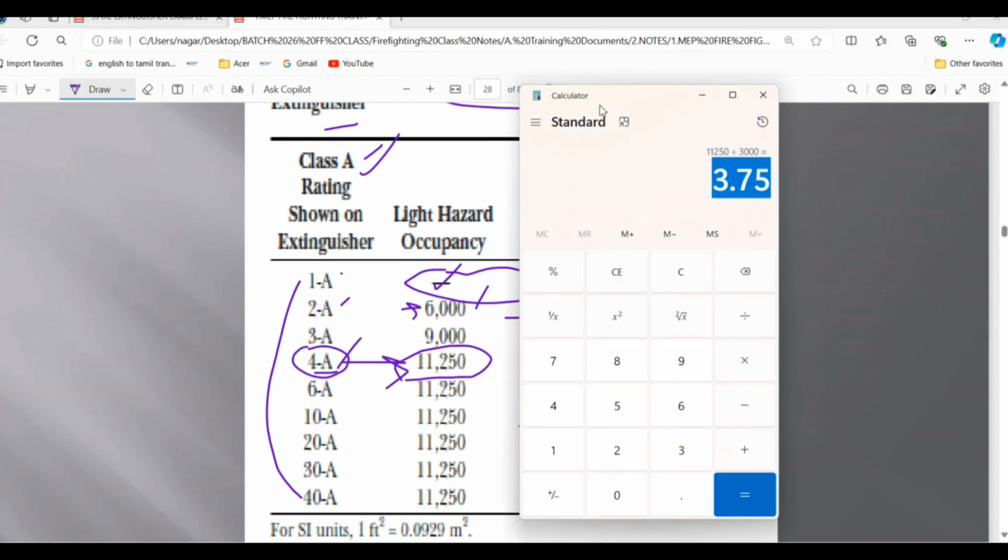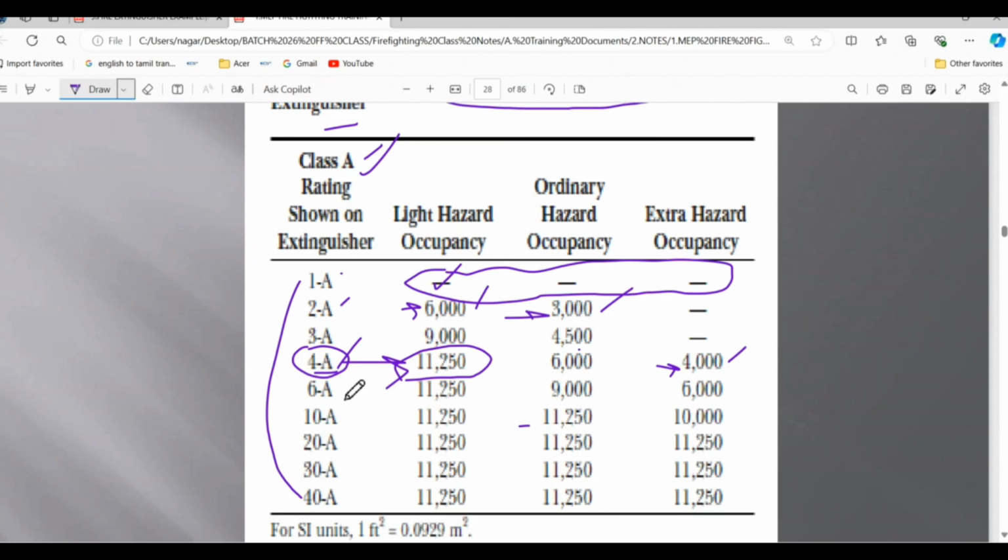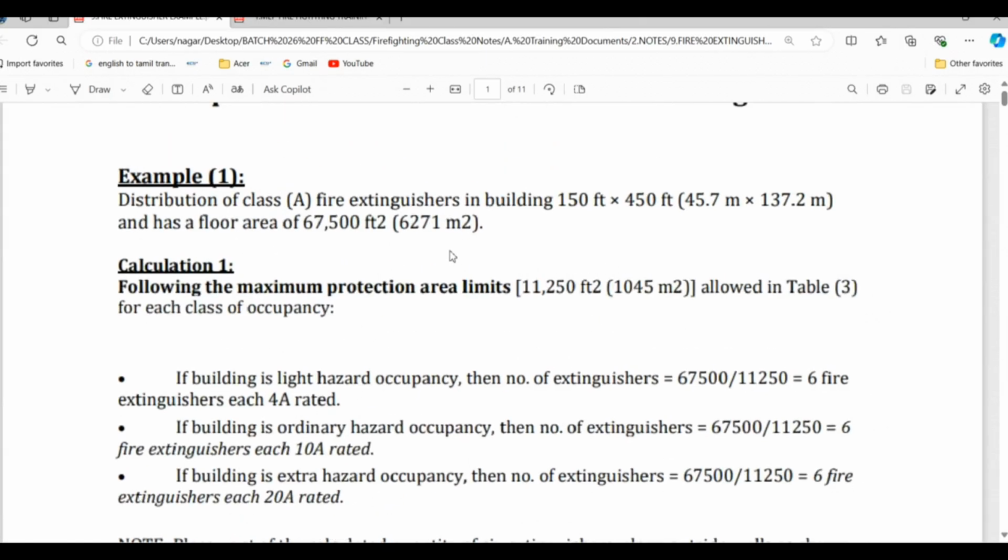Coming to the ordinary hazard, 1A means how much? 1,500. So the maximum is 11,250 divided by 1,500, so 7.5. If you see here, 7.5 we don't have, so the next nearby is 10A. So at 10A it will be 11,250. Additionally, 20A is for the extra hazard, where 1A means 1,000. So 11,250 means 11.25A. But 11.25 we don't have. After 10A we have 20A only. So that's why at 20A it will be 11,250. Okay, fine. So this is for the first example, class A.